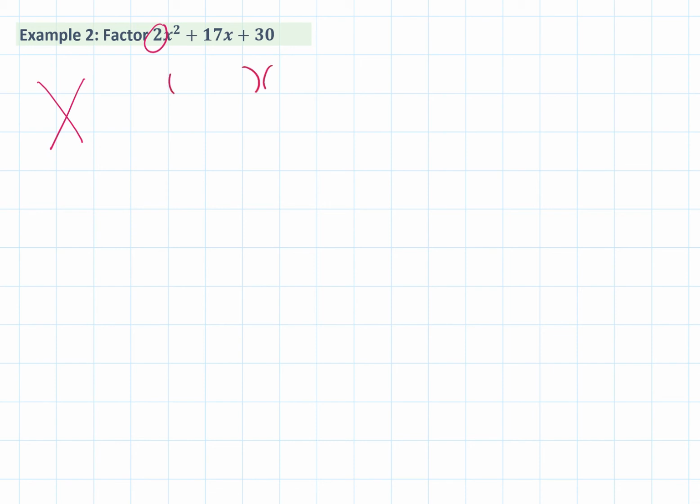I'm going to write out two sets of parentheses for my two factors, and I'm first thinking about this 2x squared term. To get 2x squared, I'm going to multiply 2x times 1x. And then I'm thinking about the positive 30. Well, to get positive 30, you could try maybe 2 and 15. And I'll fill in both positive signs.